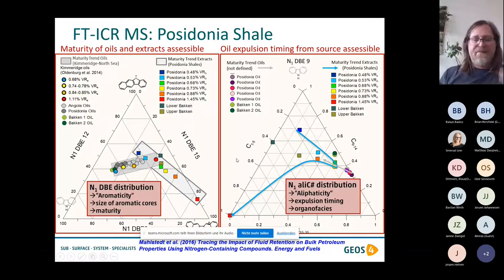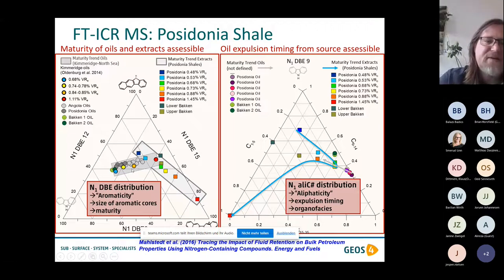Now those fractionation effects can also be assessed by diving deeper into the only one nitrogen containing compounds. On the left-hand side we see a Turner diagram which features compounds from the carbazole family with increasing DBE numbers or increasing aromatic core sizes. We can see directly that the oils, here the circles, plot in totally different positions than the extracts, which evolve with maturity up to the corner of the highest aromaticity. This is clearly a sign for production fractionation with an enrichment of smaller aromatic core structures in the oils and enrichment of larger aromatic core structures in the extracts.